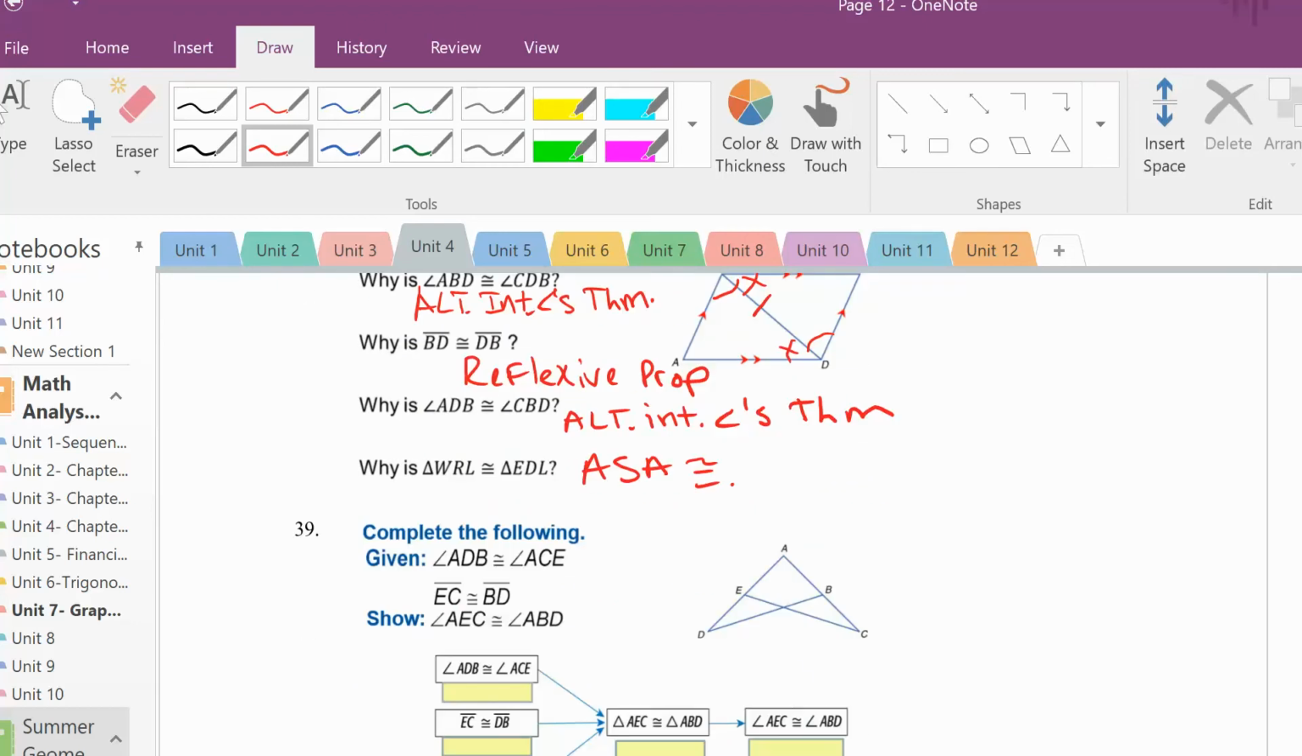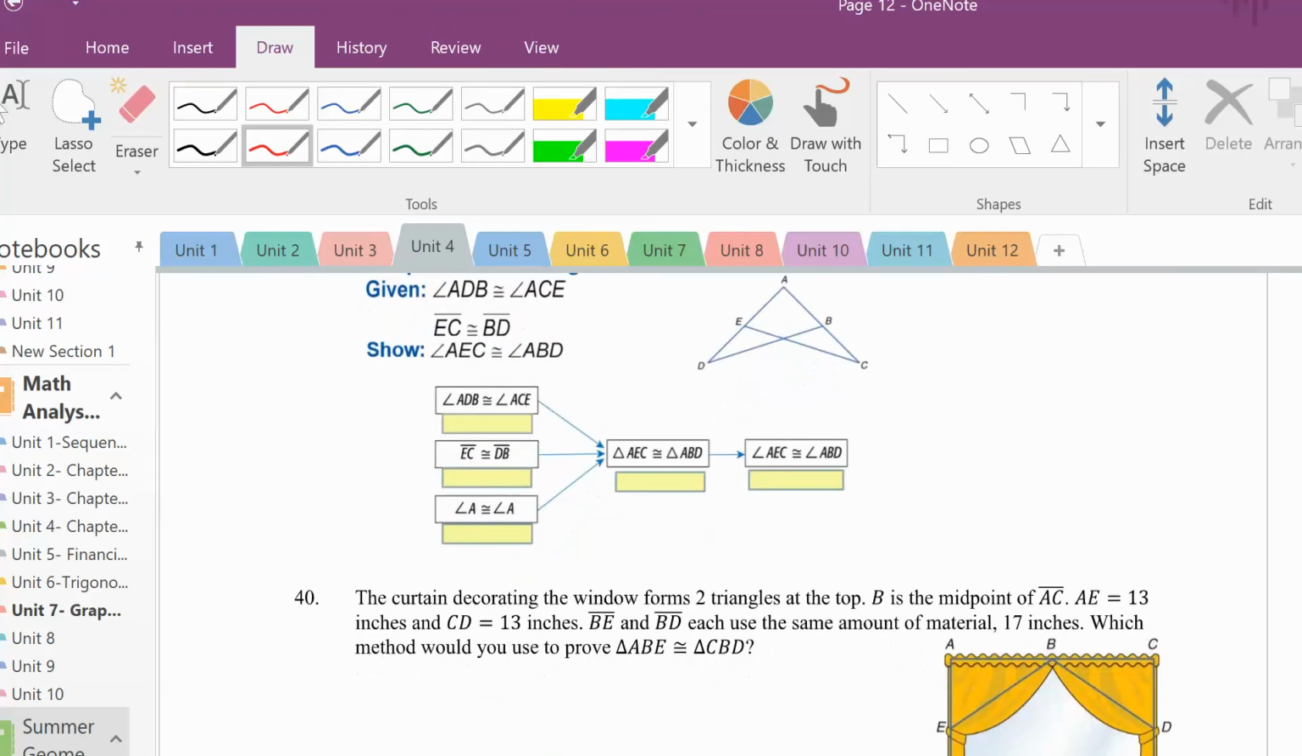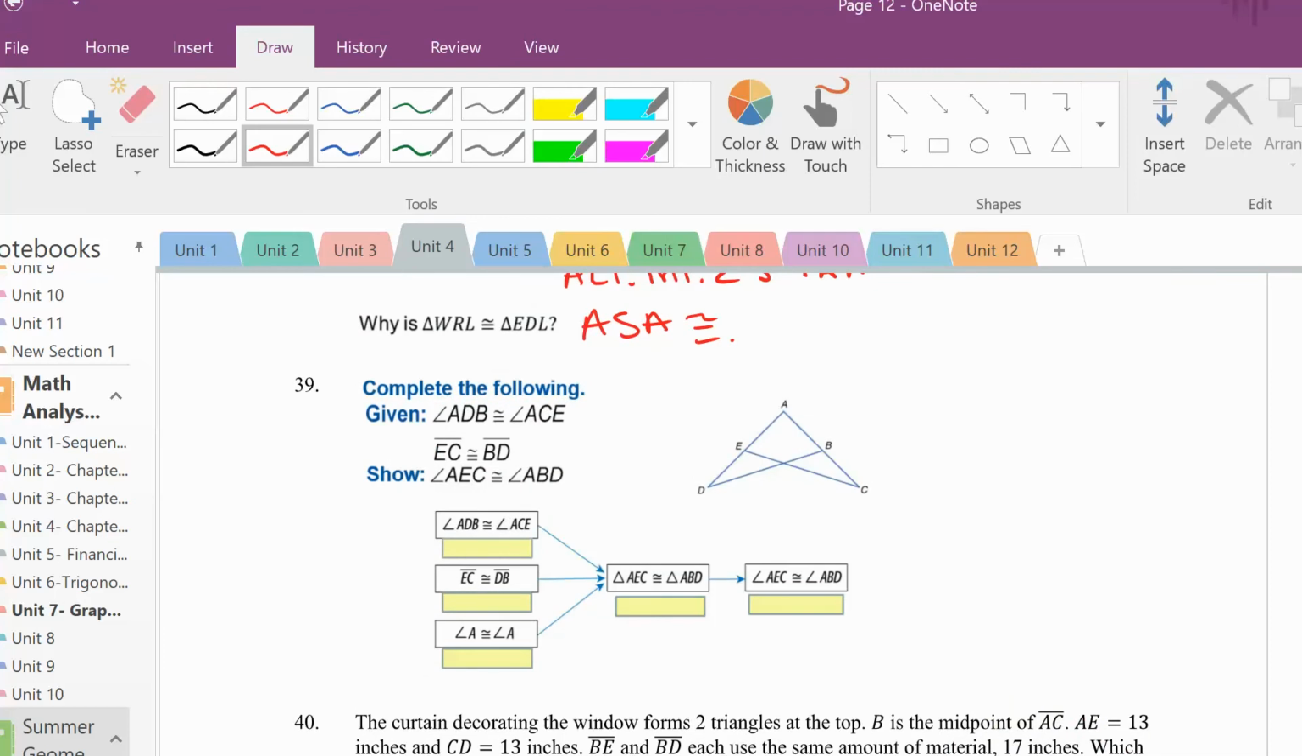All right, let's look at the next one. It says, given, complete the following. So you have angle ADB is given to you, that is congruent to angle ACE. So ADB right here. This angle is congruent to angle ACE. Notice here's a situation where you have overlapping triangles.